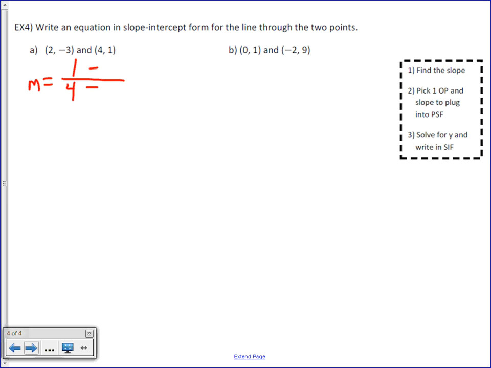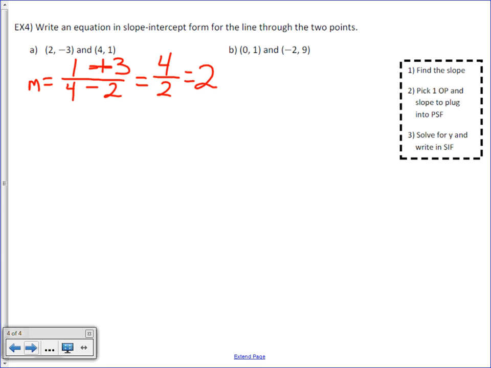And the other point, a negative 3 has to go on top, because it's the y value. Below that has to go 2 because that is the negative 3's x value. Now, two negatives make a positive. So 1 plus 3 is 4 over 4 minus 2 is 2. 4 divided by 2, you get 2. So my slope is 2, or 2 over 1 if you want, but 2 is a little easier to work with.